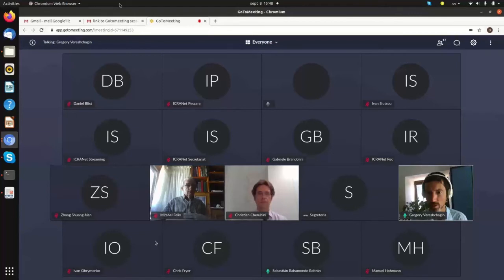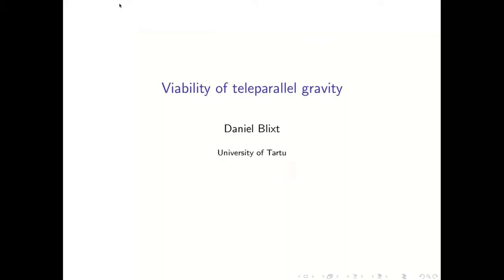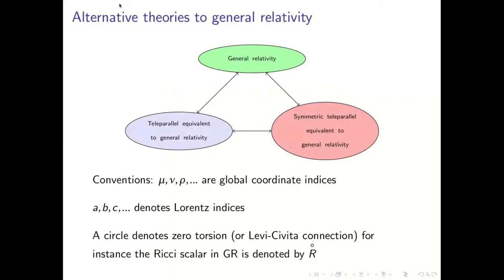Yes. Great. So I want to give an introduction to teleparallel gravity and also comment on the viability of teleparallel gravity theories. Firstly, what not all people know about is that there are several theories which are physically completely equivalent to general relativity, at least classically. So we have a teleparallel equivalent to general relativity and a symmetric teleparallel equivalent to general relativity. They are different geometrical frameworks for describing general relativity, and they only differ by a boundary term, which does not contribute to the field equations.